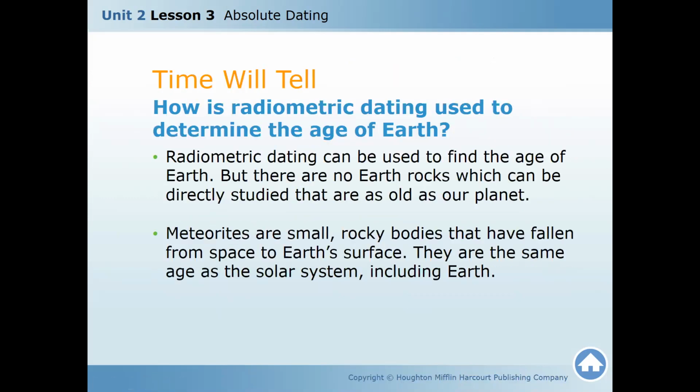Then, how is radiometric dating used to determine the age of Earth? I told you that there are no Earth rocks which can be directly studied that are as old as our planet, of course. You cannot study directly. Meteorites are small, rocky bodies that have fallen from space. Girls, I'll give you one example.